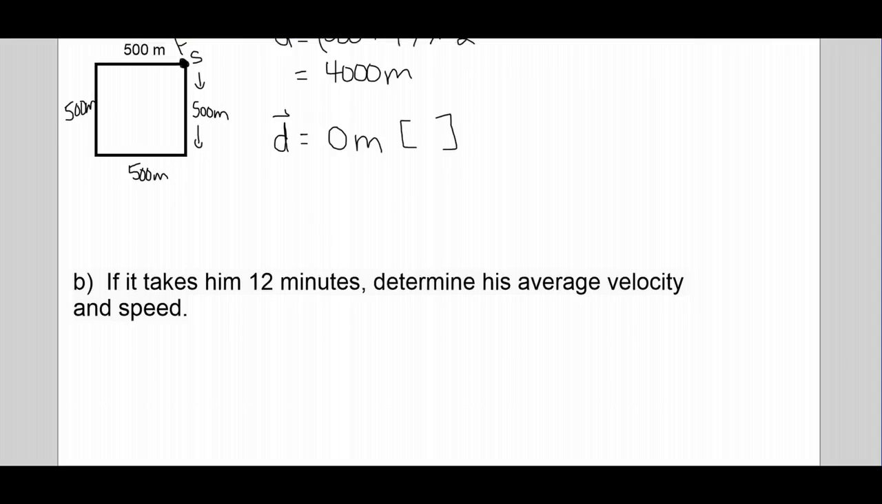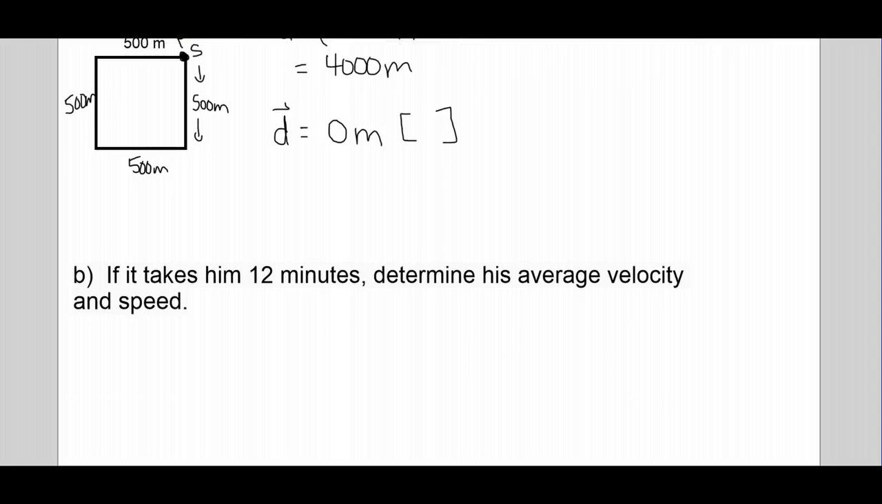Okay, and how does this relate to B? If it takes him 12 minutes, determine his average velocity and speed. So here's given information again. And here is required information. Okay, so we want to find v, which is our speed, and we want to find velocity, which is v with an arrow on top. Okay, by definition, so let's just do speed. This is velocity.